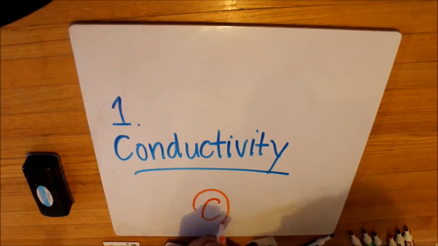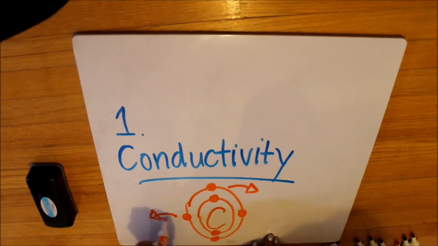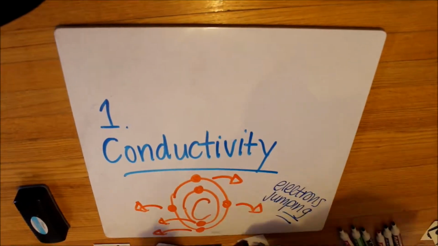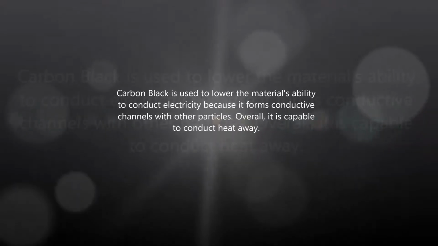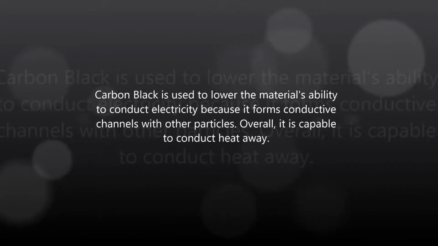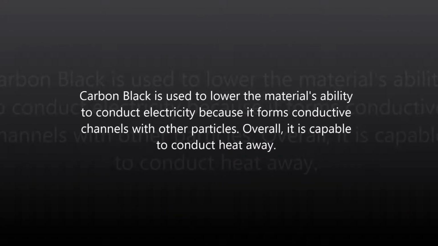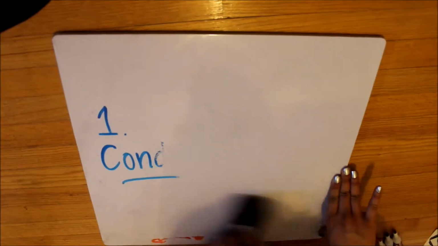And as you can see in the diagram, electrons are jumping around because they jump onto other carbon particles. Carbon black is used to lower the material's ability to conduct electricity because it forms conductive channels with other particles. Overall, it can conduct heat away.